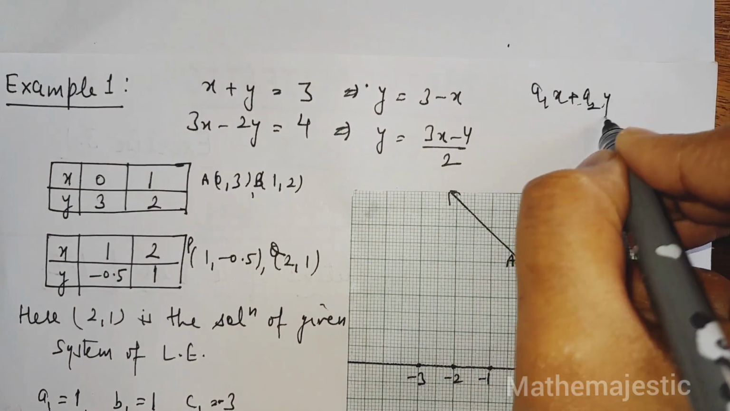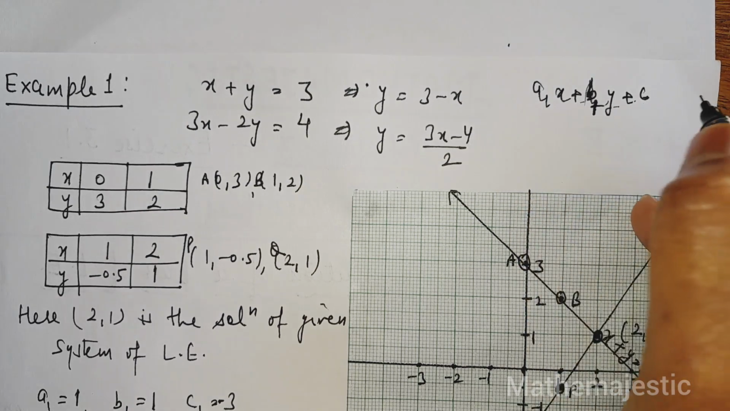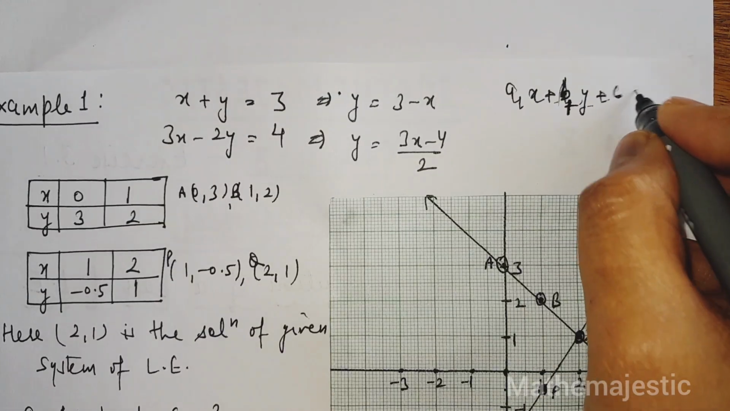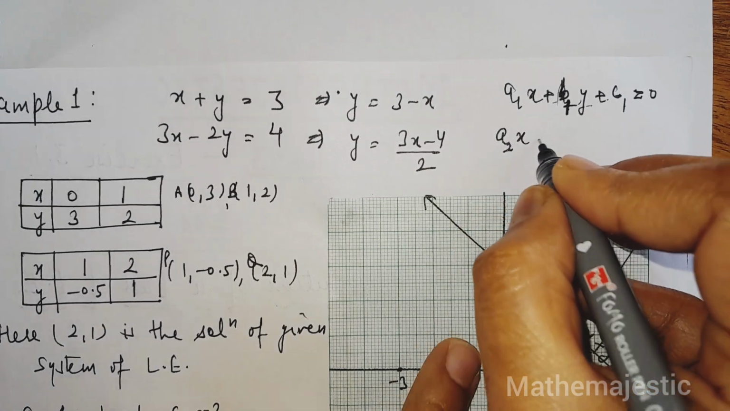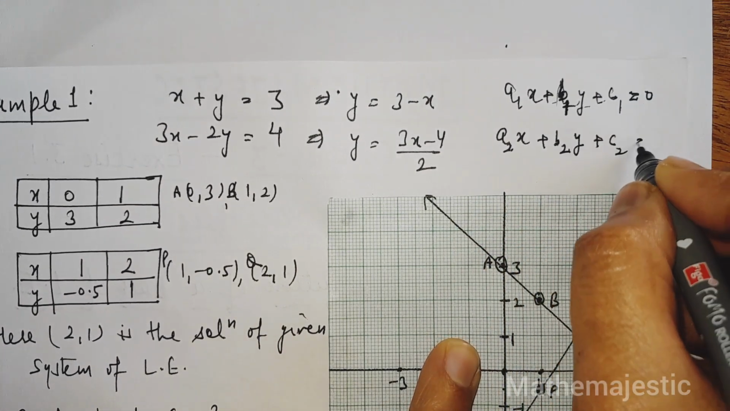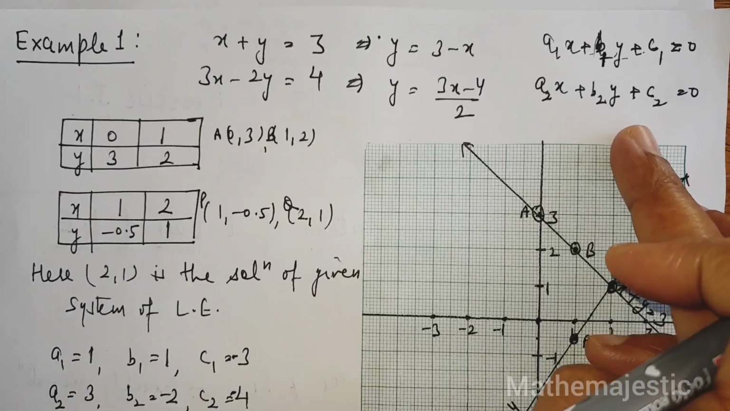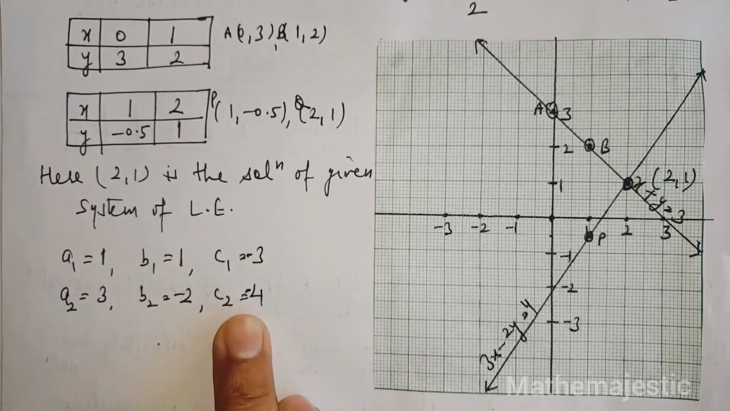a1x plus b1y plus c1 equals 0 and a2x plus b2y plus c2 equals 0. If we compare them with these two equations, we will find out these constants. So now we will verify.